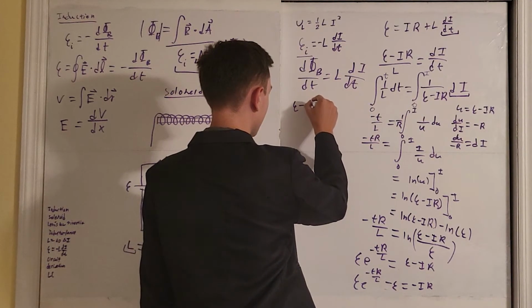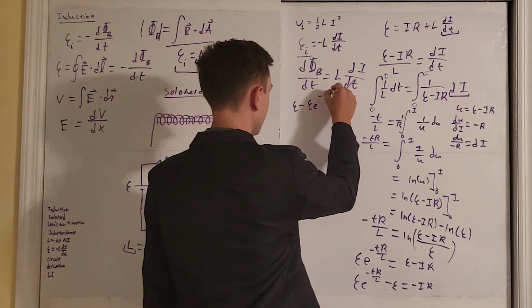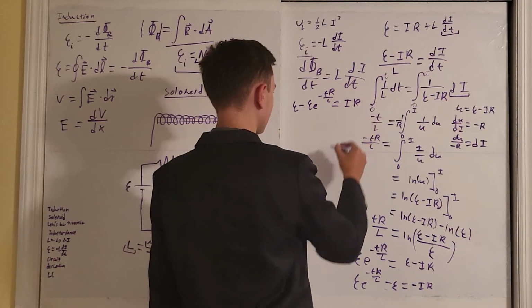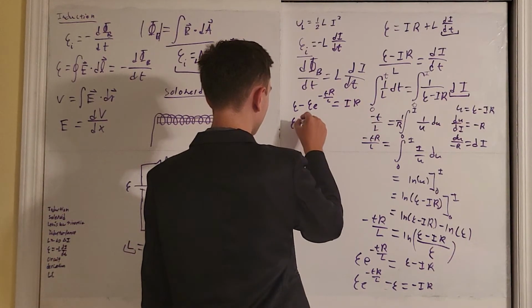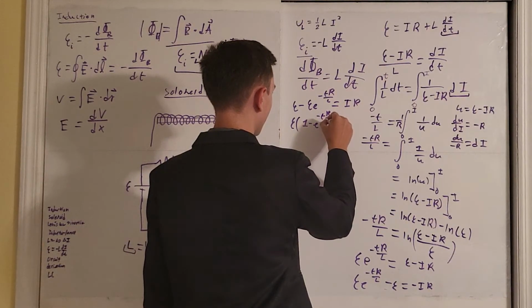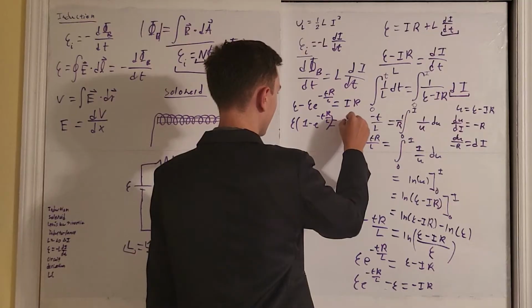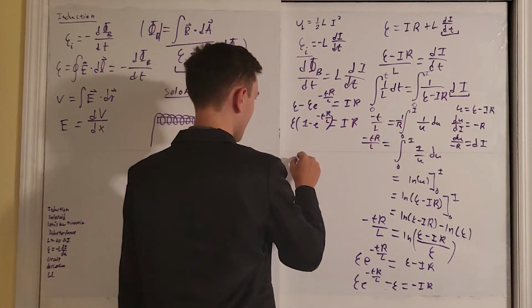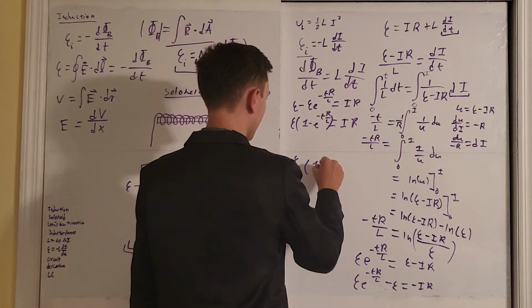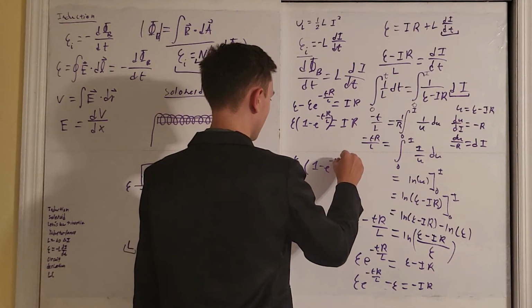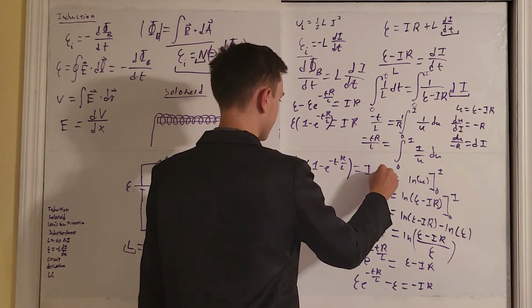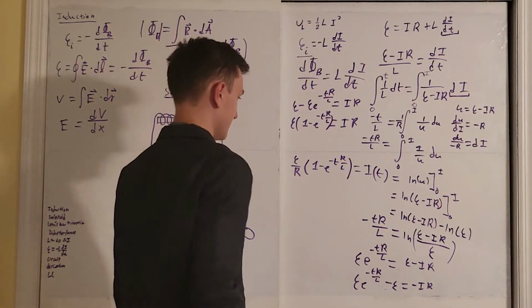Epsilon minus epsilon e to the negative tR over L equals IR. Factor out epsilon. Epsilon times 1 minus e to the negative tR over L equals IR. Epsilon over R times 1 minus e to the negative tR over L equals I as a function of time. And that is our derivation.